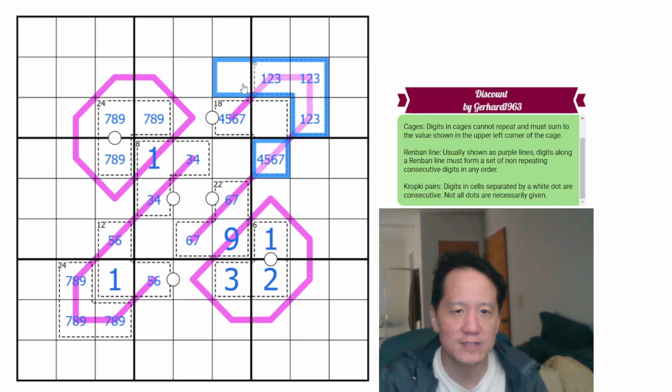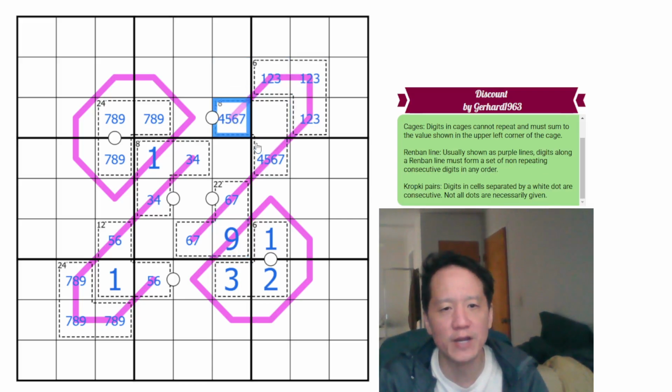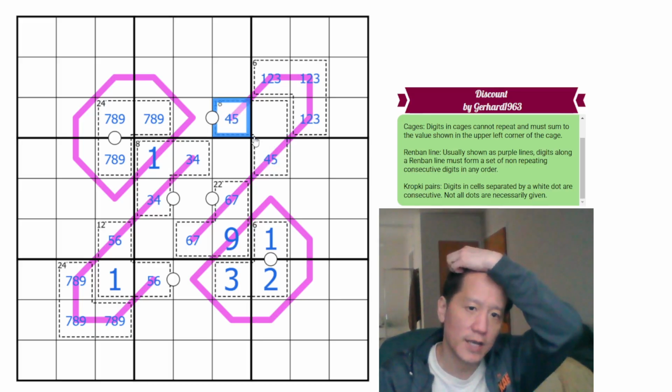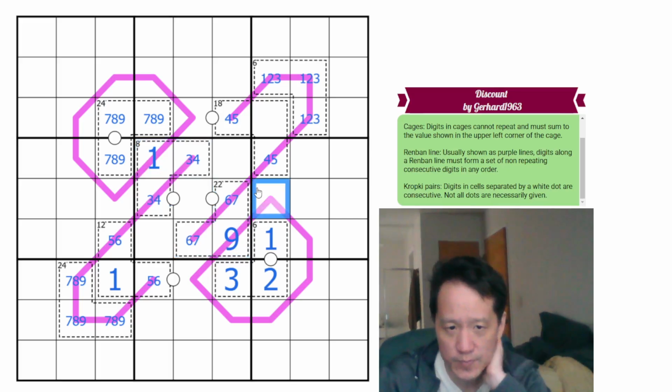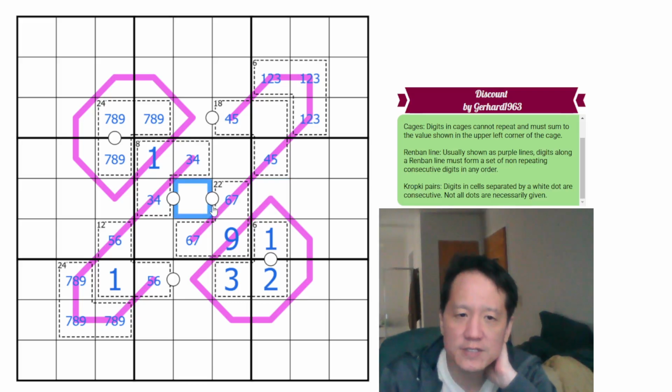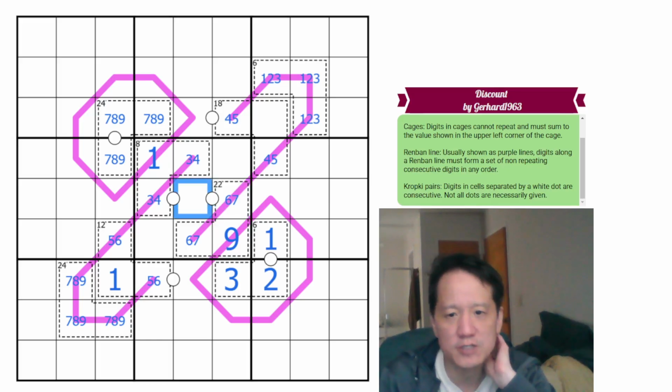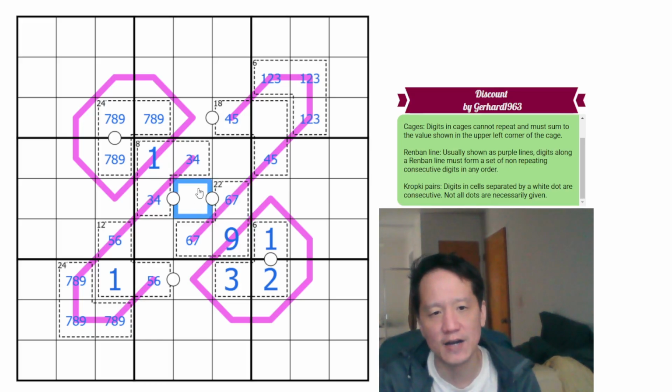Well, that eliminates 6 and 7 from the rest of the Renban line. So this must be a 4, 5 pair. And again, this is symmetric, which makes sense that the cage values are essentially symmetric also. Well, this cell is consecutive with both this digit and this digit. The only digit that satisfies that is 5, which would be consecutive with 4 and 6. So this must be 3, this has to be 7.